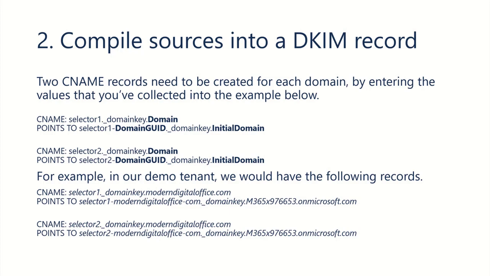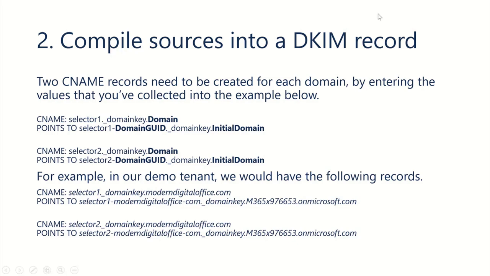So for example, in our demo tenant, we're going to create the following record. So it's going to be selector1._domainkey.moderndigitaloffice.com. That'll be a CNAME record that points to a record that already exists on the internet, selector1-modern-office-com._domainkey.m365x97653.onmicrosoft.com. So essentially we're taking those three pieces of information that we just found and just copying and pasting them into these strings here so that we can create those records.